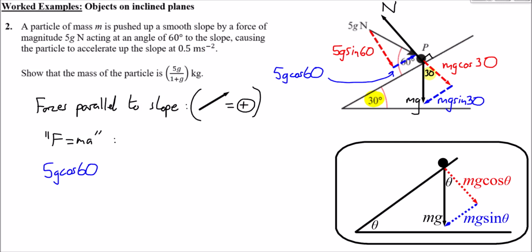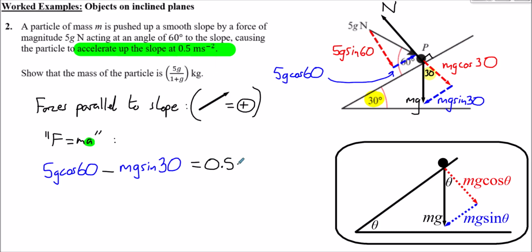And that's the only one, whereas acting down the slope is the component of the weight of the particle acting downwards, which is mg sine 30. That's the overall resultant force parallel to the slope, and that'll equal mass multiplied by the acceleration. Now we're told the acceleration of this particle is 0.5, so we can just substitute this in for a. So that's going to be 0.5 multiplied by the mass.